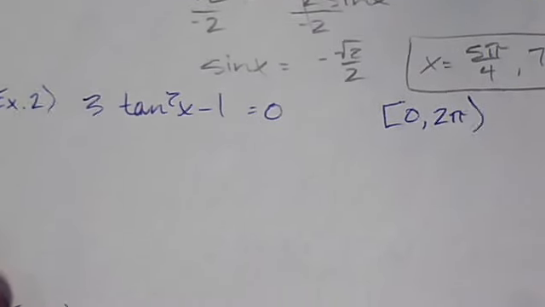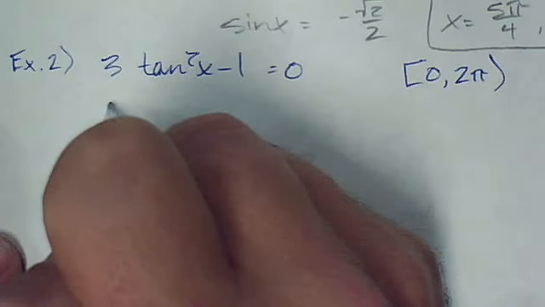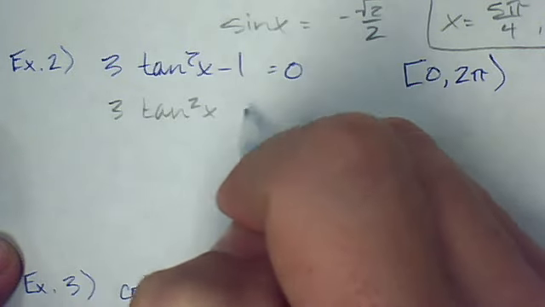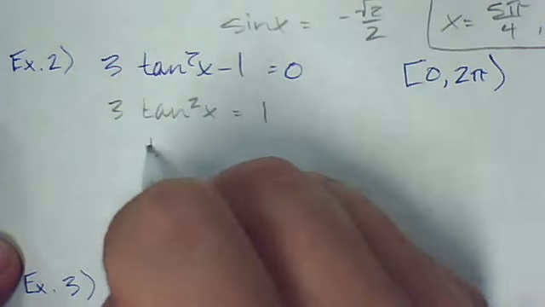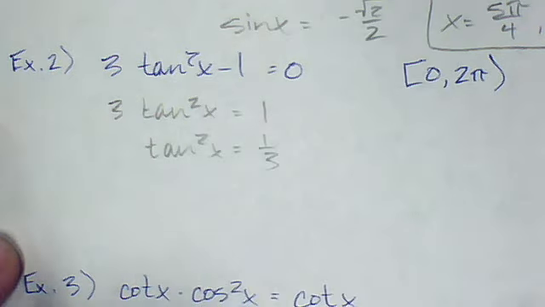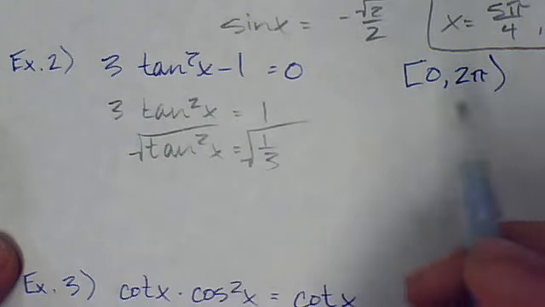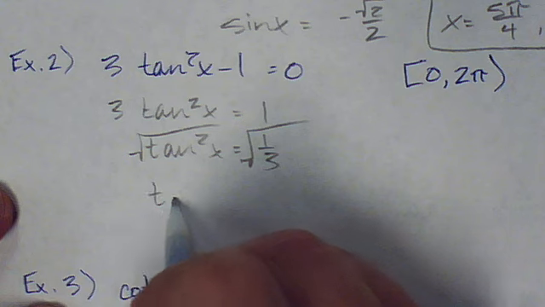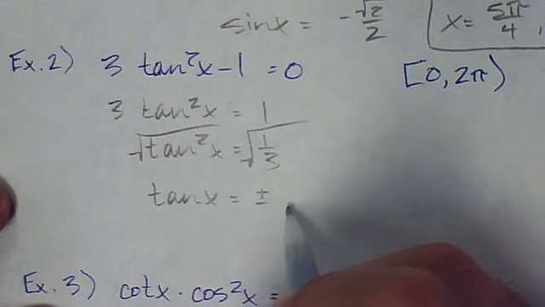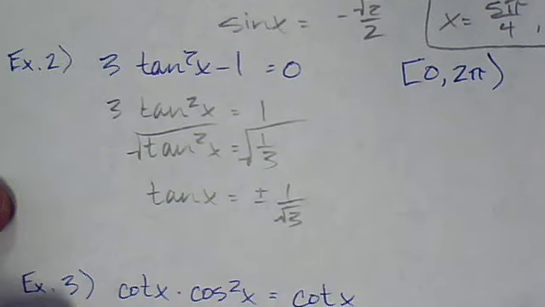Okay. Next example, 3 tangent squared minus 1. So if I add the 1, and divide the 3. Now I want to take the square root of both sides. So when I take that square root, I get tangent x is equal to plus or minus 1 over square root of 3, because the square root of 1 is just 1.